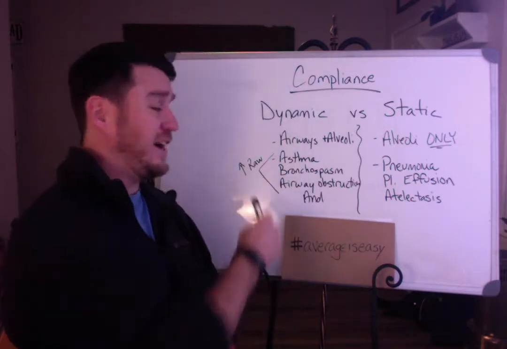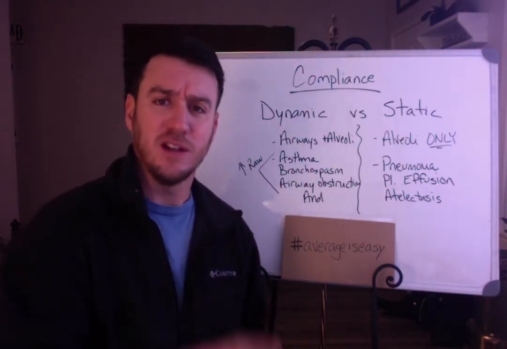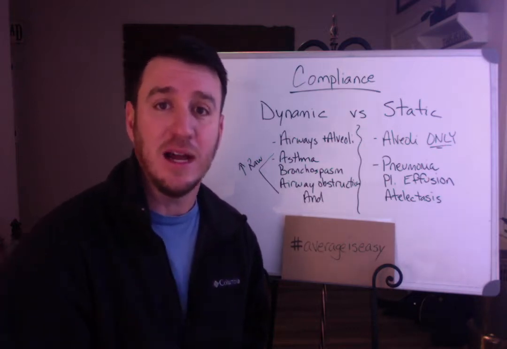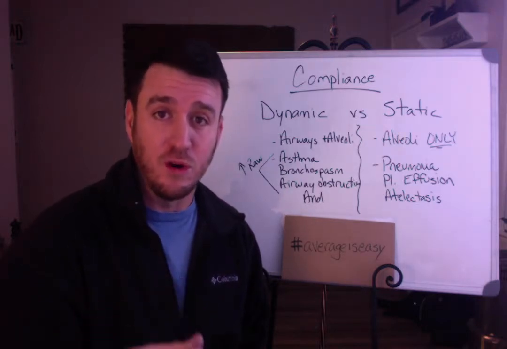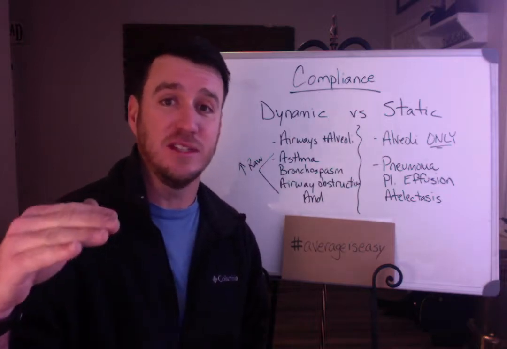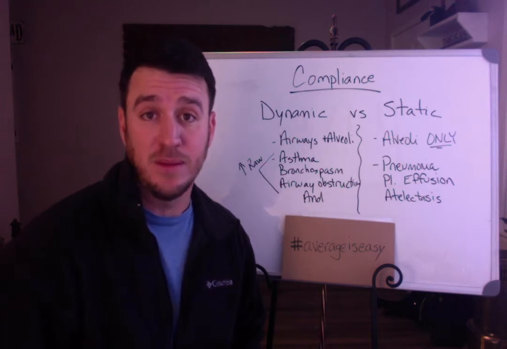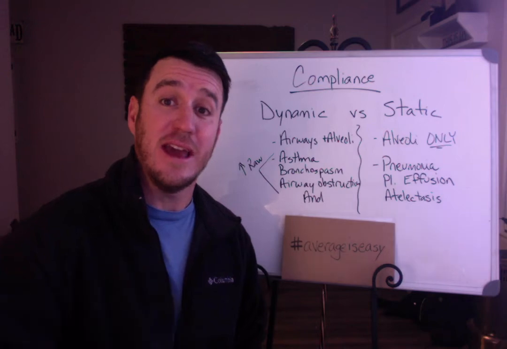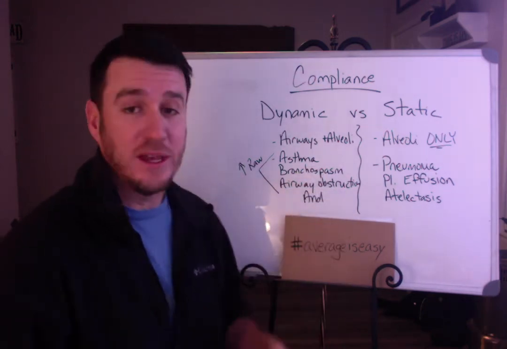Now, I put that over here on the side because I want you to understand you can talk about dynamic compliance, but you can't grasp the concept of dynamic compliance if you don't understand the role that airway resistance plays in it. So anytime you have a patient with an increased airway resistance, asthma, bronchospasm, airway obstruction, that is going to directly affect your dynamic compliance and push it down. Okay? Now, I said asthma, bronchospasm, airway obstruction.